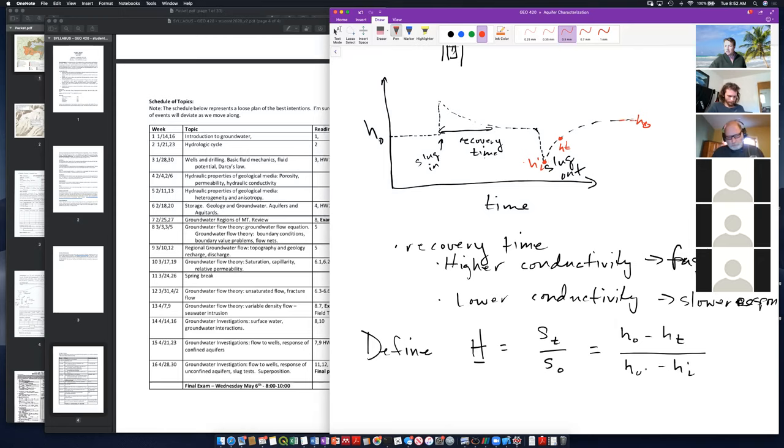All right. So what this is, it's normalized by my total. So this total drop here is H naught minus H sub I. So I'm normalizing at any time the difference H naught minus HT. I'm just comparing this drop, H naught minus HT, to the total initial drop. All right? That's this drawdown ratio.